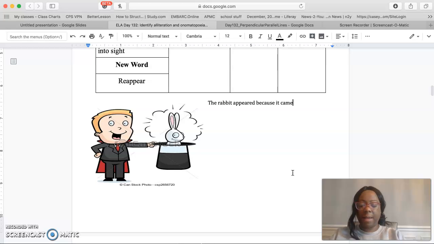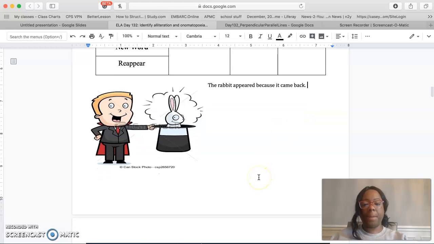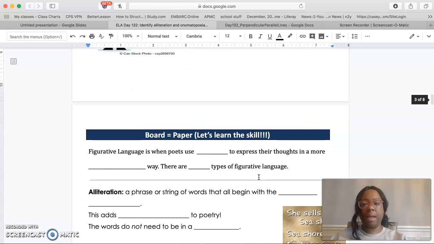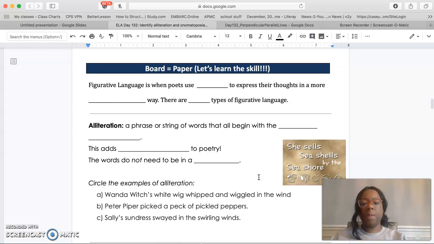It came back. Flip the page. All right, board equals paper, board equals. We're working with figurative language again.